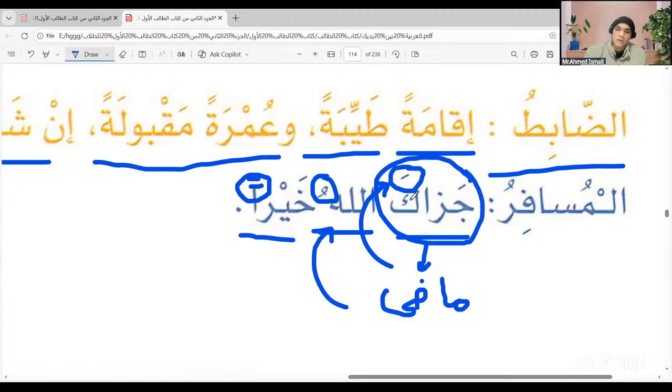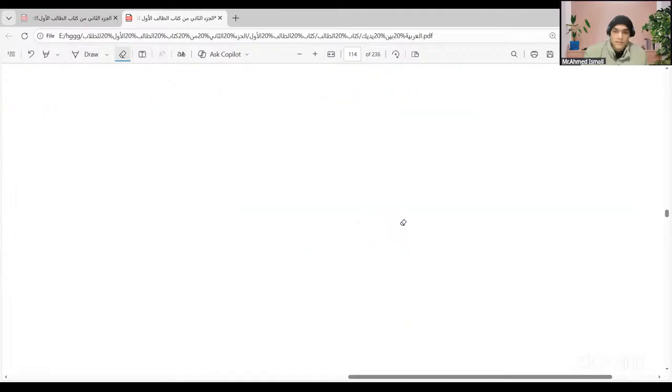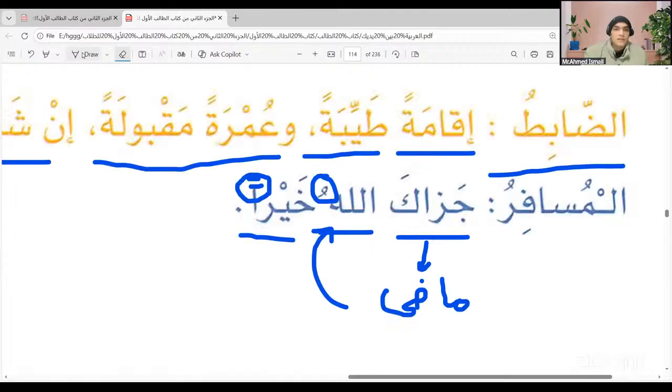Oh, sorry, by the way, this is kaf. We have something that's so important here. It's jazaka. The last letter in it is the alif, because the verb is jaza. Oh, wait, let me delete that and redo that again. So we have here jazaka again.